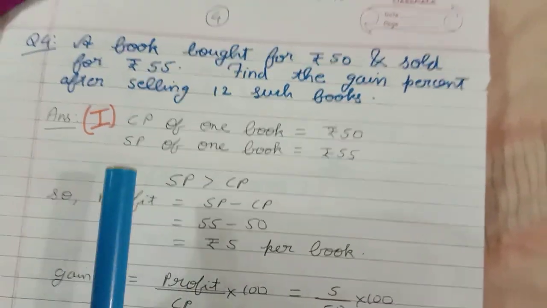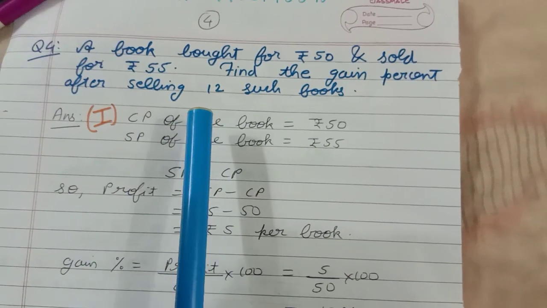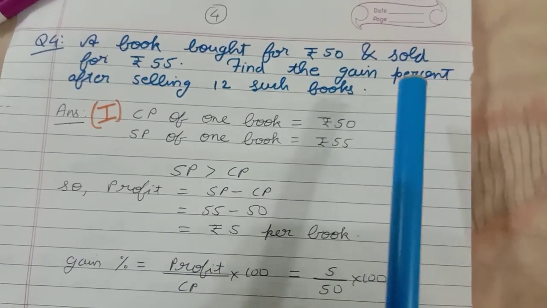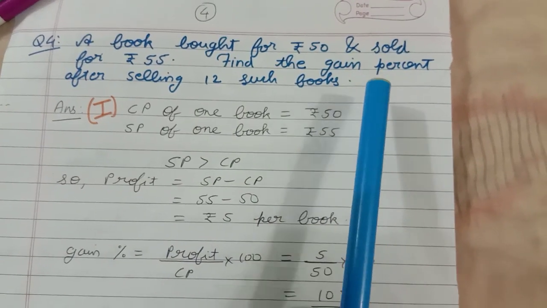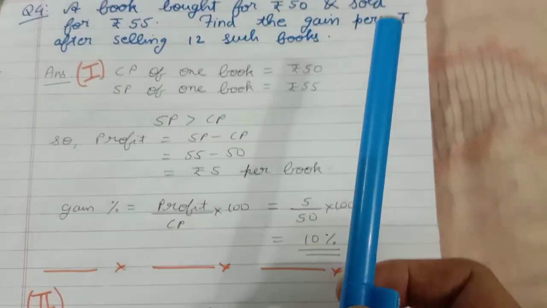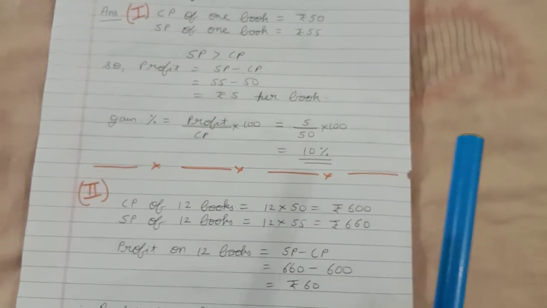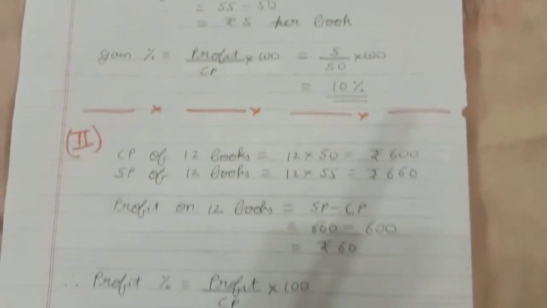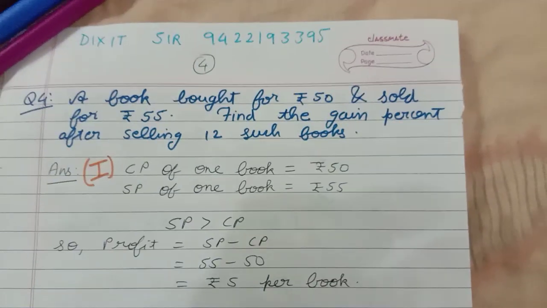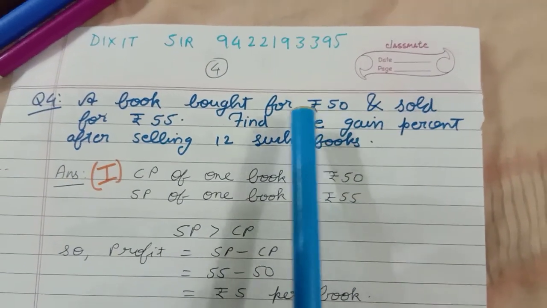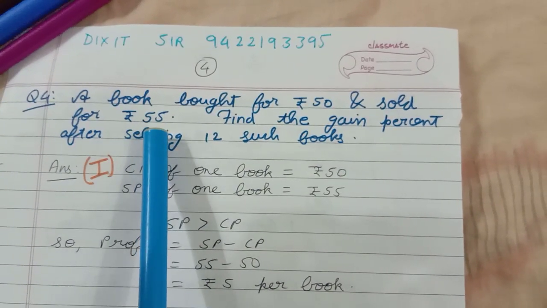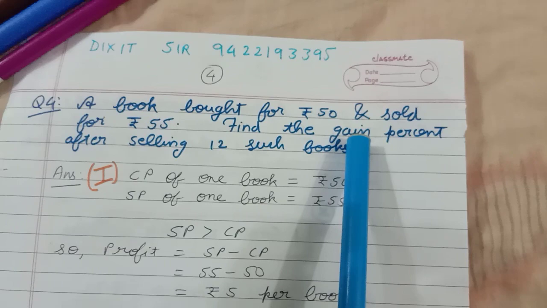See, what I have done is find the gain percent. One rule, every one of you just remember, and to prove that I have solved this problem by two ways or two methods. This is method 1 and this is method 2. And ultimately what I want to show you is that if one book is bought for 50 and sold for 55, you want gain percent.